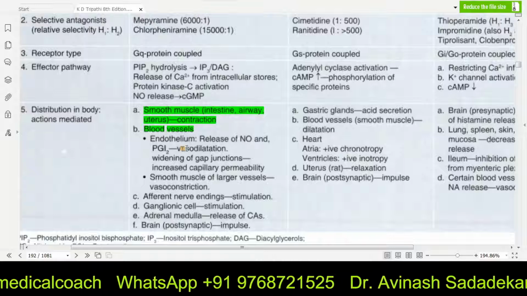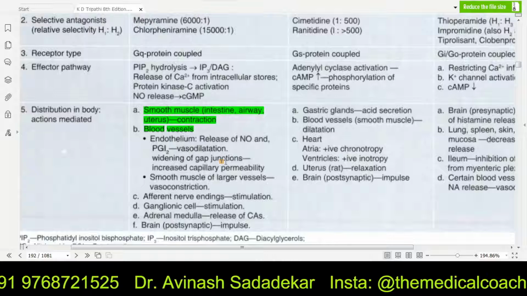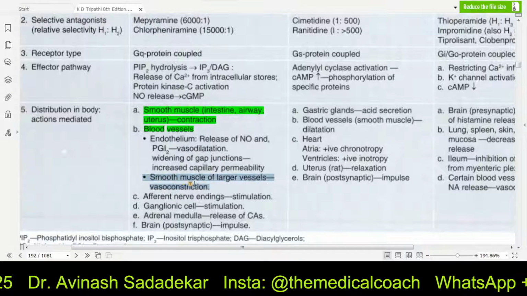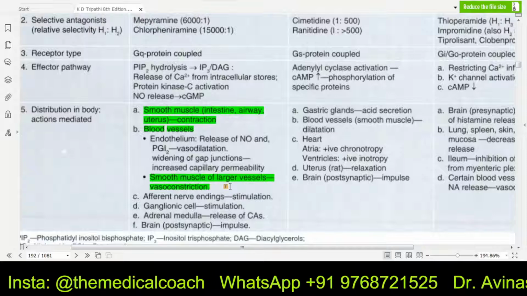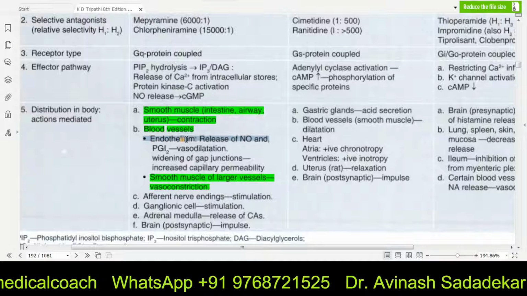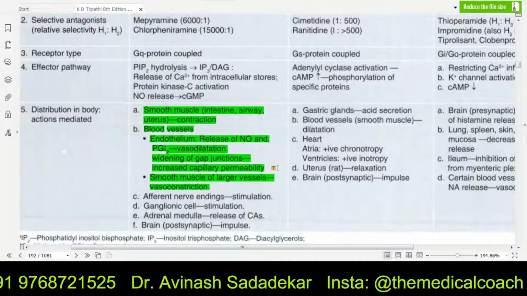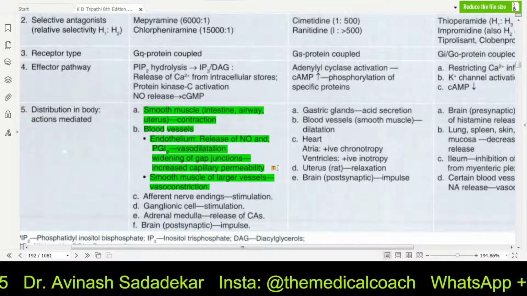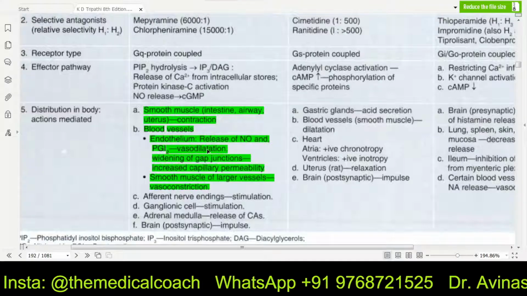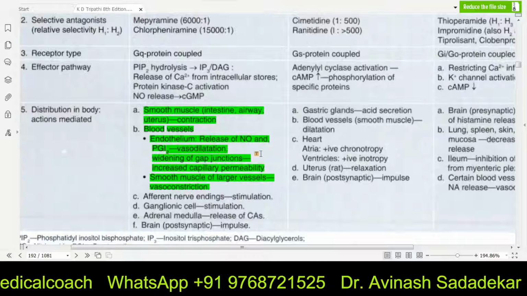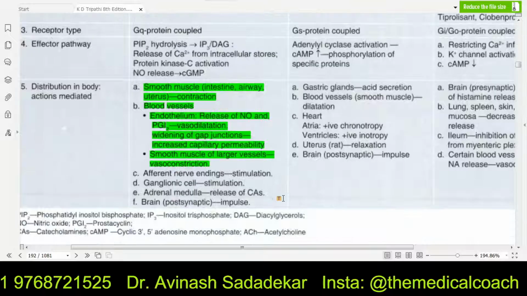Now as far as the blood vessels are concerned, there are different ways in which histamine can work. If histamine directly works on the smooth muscles, like what it does in most of the large blood vessels, it causes vasoconstriction. But in the smaller blood vessels, it acts on the endothelium and not on the smooth muscles. By acting on the endothelium, histamine via its H1 receptor will release nitric oxide and prostacyclin. PGI2 is prostacyclin, and both these substances cause vasodilatation, because of which the gaps between the endothelial cells increase and there is increase in capillary permeability.